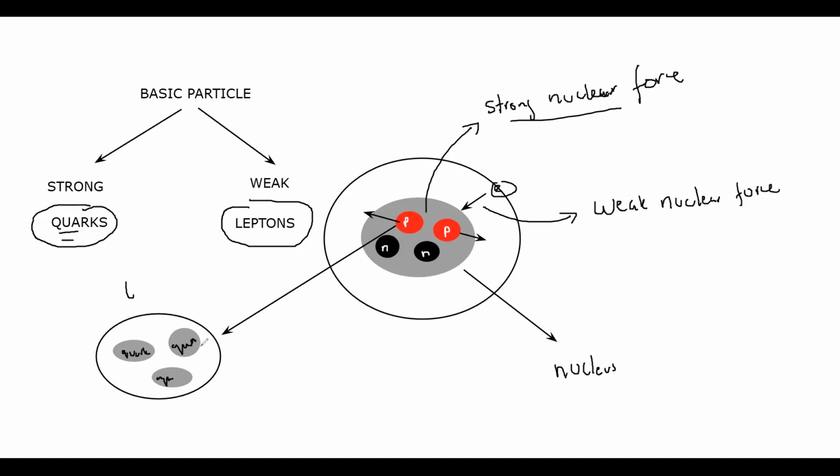So the proton is not fundamental. It also consists of tiny particles such as quarks. Same thing, the neutron is also not fundamental. The neutron itself consists of tiny particles known as quarks. But what is the electron? The electron is a fundamental particle. We cannot break this electron into further smaller particles. Actually, the electron is a lepton.